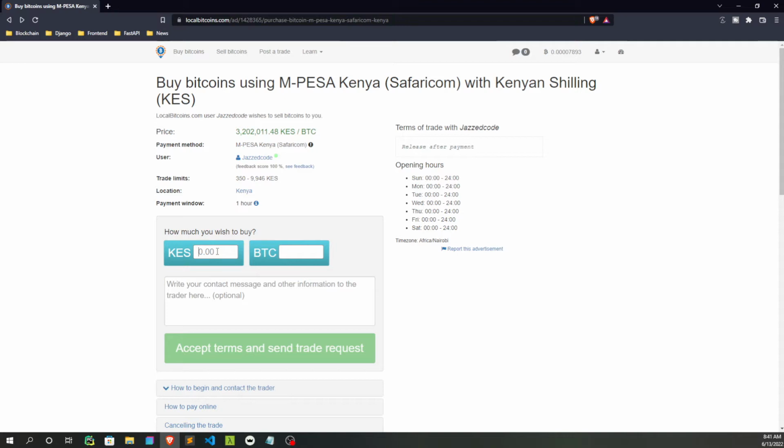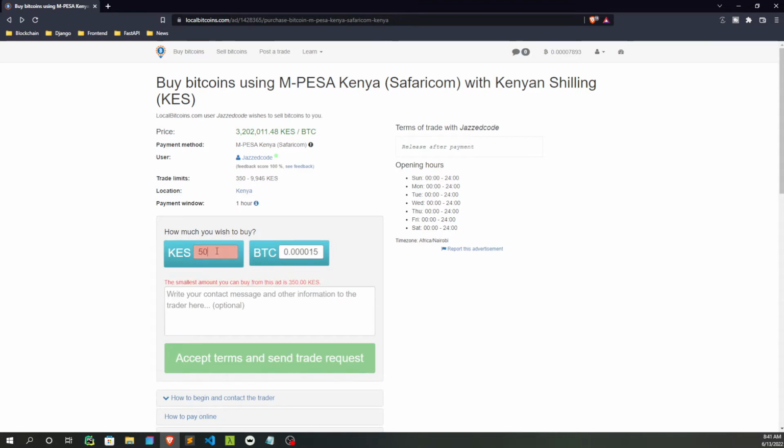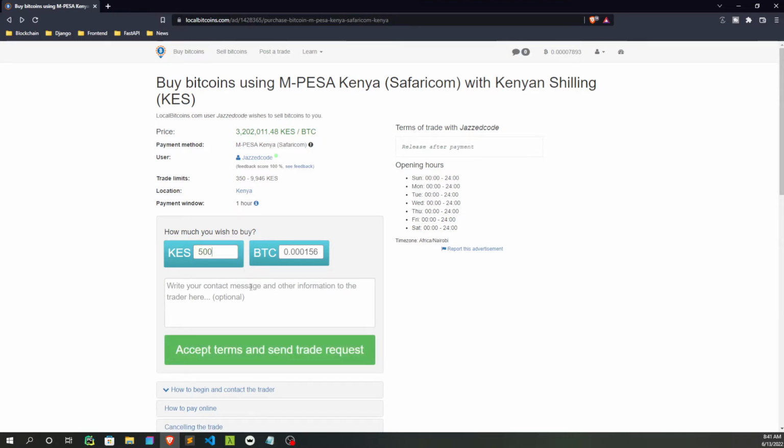So now we enter the amount we wish to buy. We want to buy 500. And here it is optional. You can write a message to the trader to let them know you're interested in buying. For example, hi, and then you send the trade request.